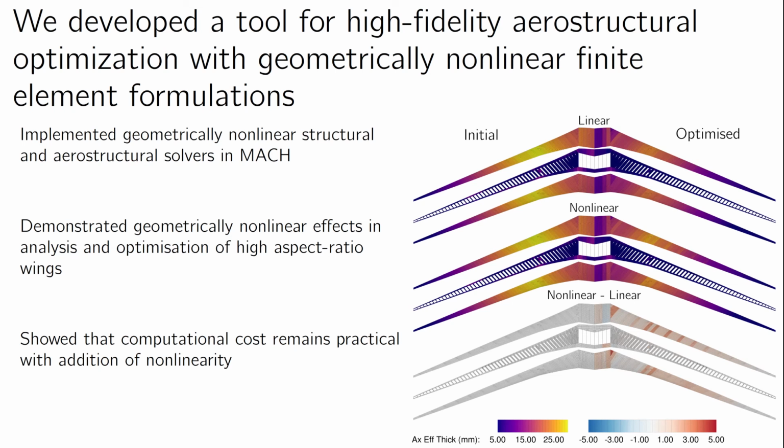So, to conclude, in this work, we identified a gap between low-fidelity aeroelastic optimization tools that include geometric nonlinearity and high-fidelity tools which don't. To address this gap, we extended the MACH framework to use geometrically nonlinear finite element formulations. We demonstrated that geometric nonlinearity has significant effects on the results of structural and aerostructural analysis and optimization of high aspect ratio transport aircraft wings, and finally, we showed that the computational cost of these optimizations remains practical when we add these nonlinear models.